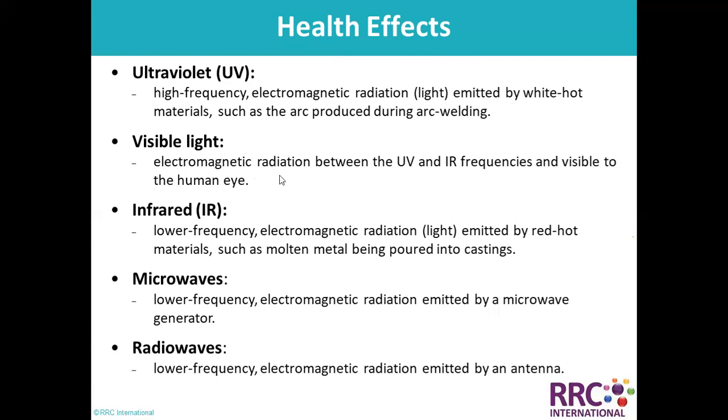Now, visible light is electromagnetic radiation between the UV and IR frequencies and visible to the human eye. IR means infrared, low frequency electromagnetic radiation, light emitted by red hot materials such as molten metal being poured into castings. Microwaves are another example, lower frequency electromagnetic radiations emitted by a microwave generator. Radio waves are lower frequency electromagnetic radiation emitted by an antenna. So these are 5 domains of health effects of radiations.